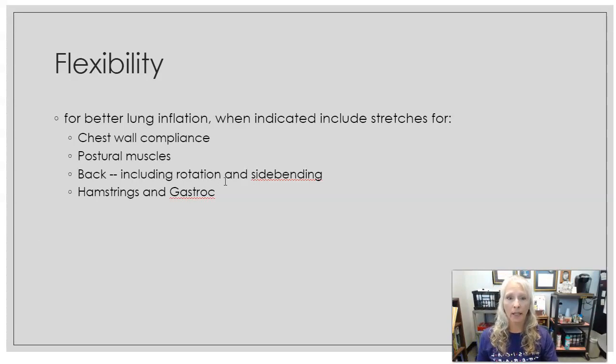And also their back, including rotation and side bending. Gastrocs, of course, and hamstrings are going to always need to be stretched.